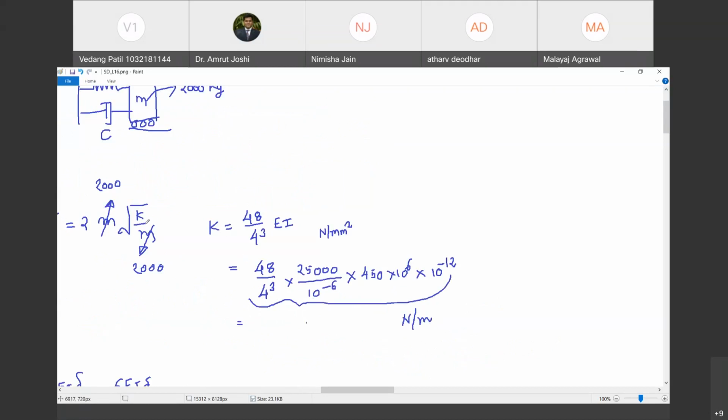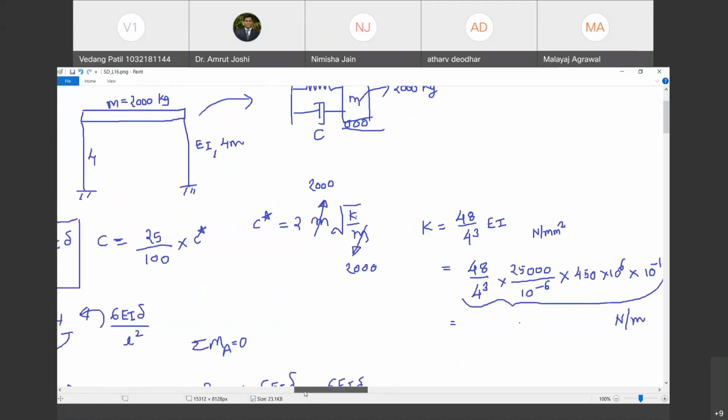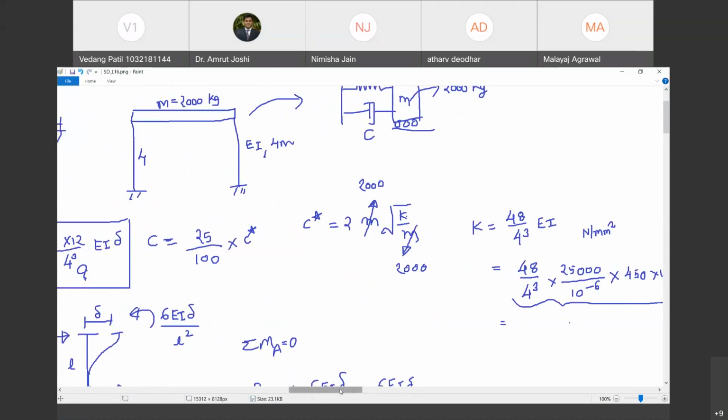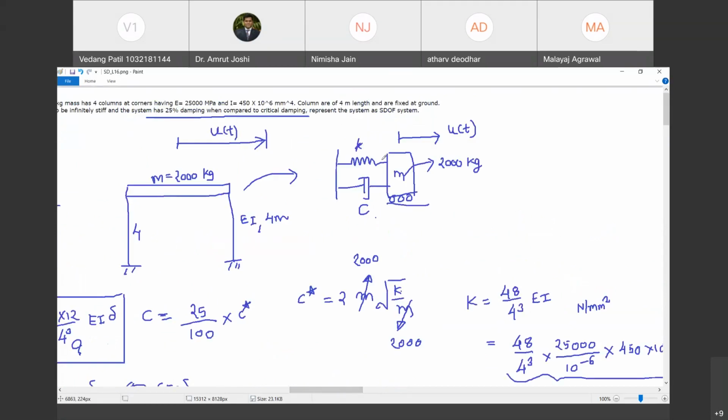So you have calculated K. Substitute that K here. You will get the value of C star. Once you get the value of C star, you will get the value of C. Write that value of C here. Write the value of K here. That is the single degree of freedom representation. Happy? Yes, sir. तो समझ में आया कैसे solution है?